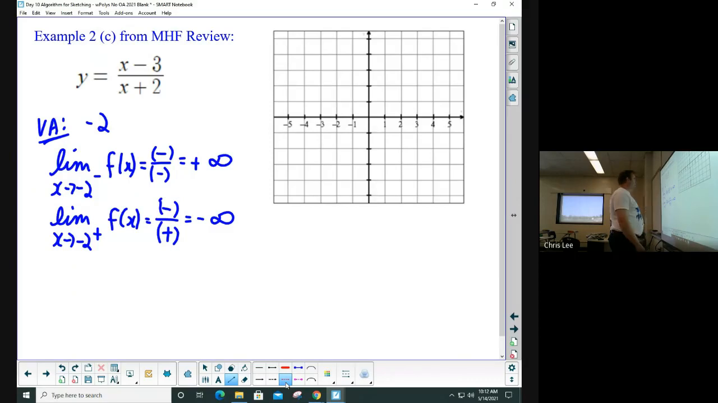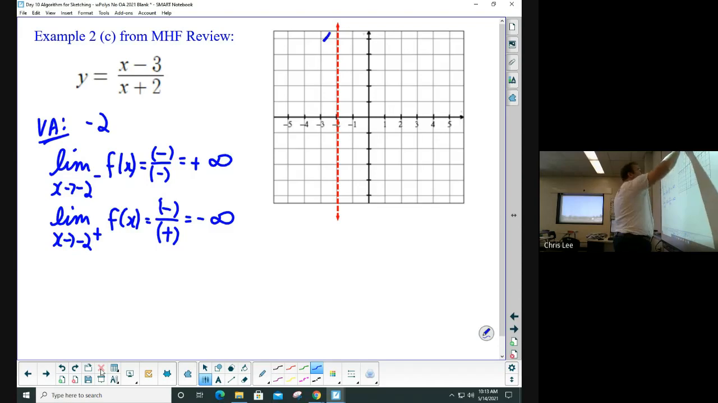We'll grab our asymptote and draw our asymptote at -2. This tells me that from the left, it's going to positive infinity, and from the right, it is going to negative infinity.